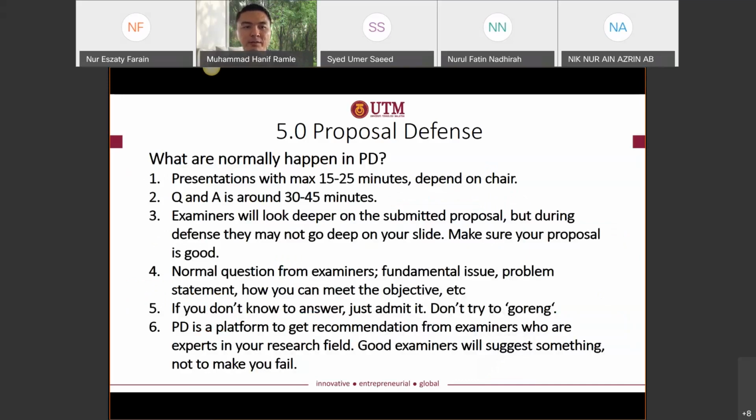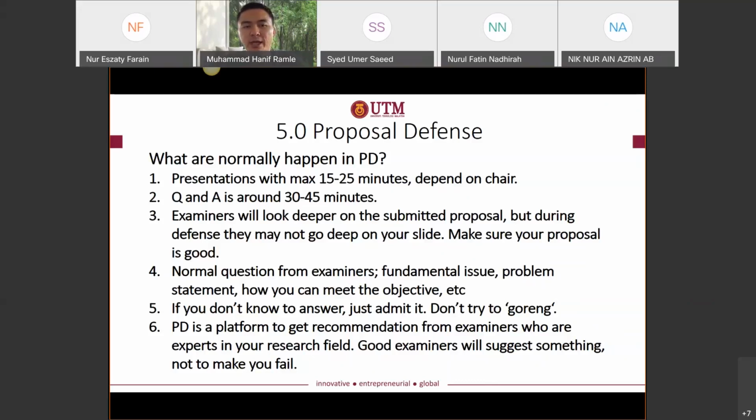Number 3, the examiner will look deeper into the submitted proposal, but during the defense, they may not go deep into your slides. Meaning you have to prepare your proposal very well. Make sure that your proposal is good. Number 4, a normal question from the examiner is about fundamental issues: the theory, the equation that you will use, the problem statement, how you can meet the objective, etc.